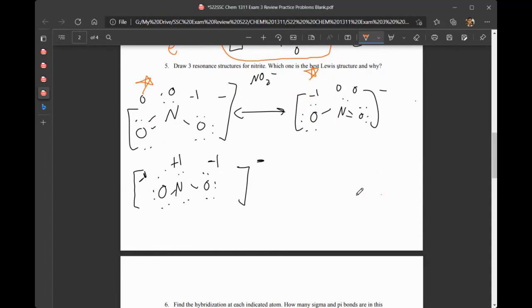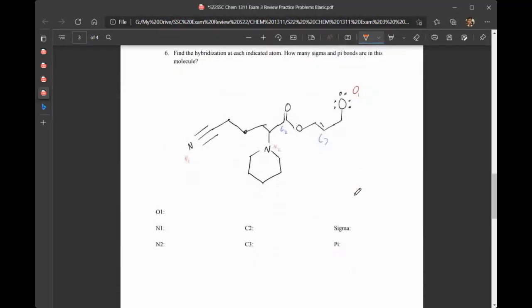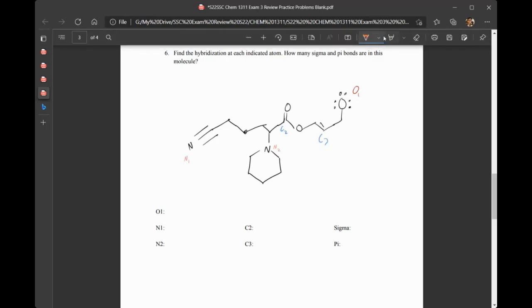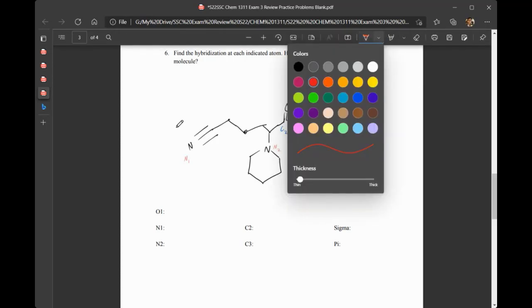Okay, cool. So next question. Next is to find the hybridization at each indicated atom. How many sigma and pi bonds are in this molecule? Every time, like I mentioned in the review session, if you have a molecule like this, you want to go ahead and draw all the hydrogens.